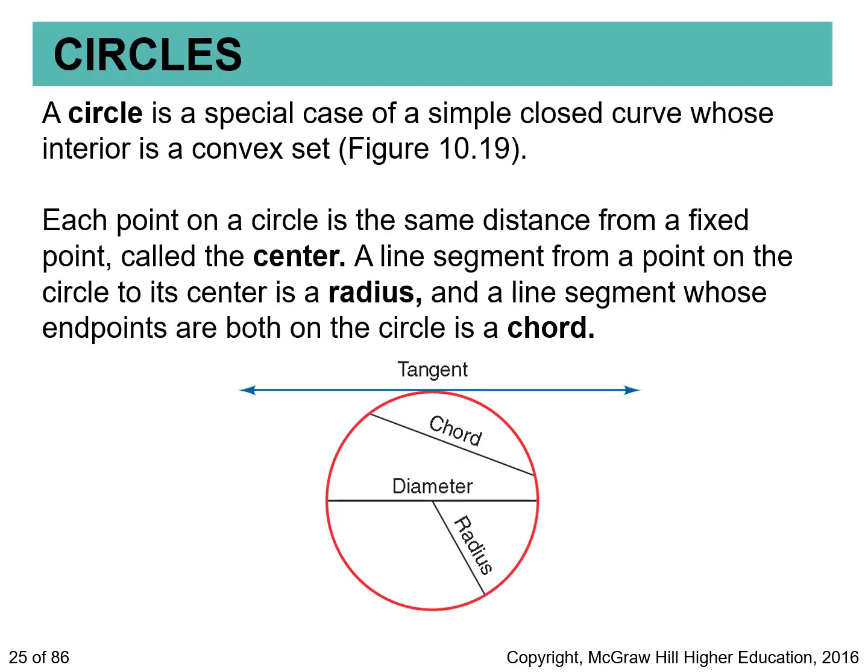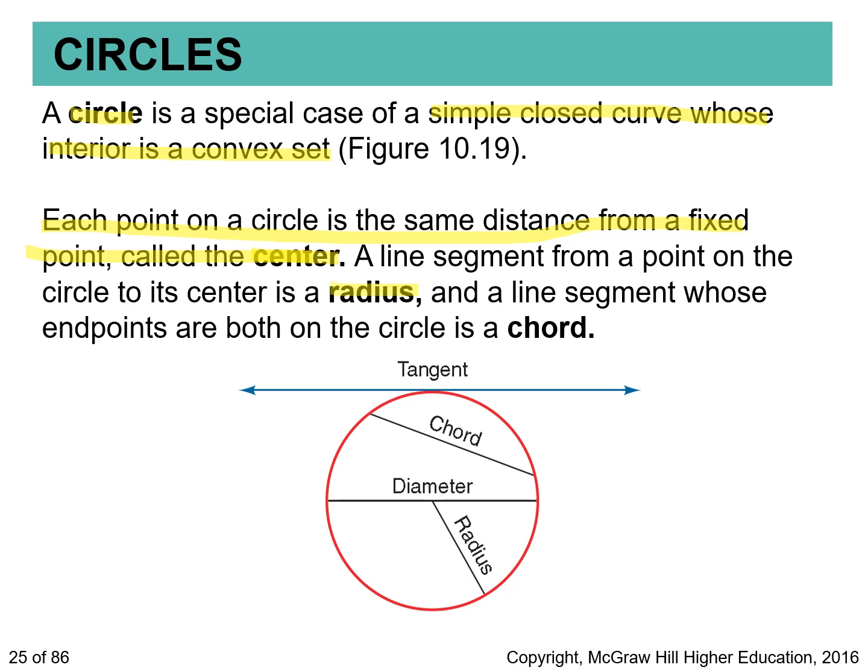Now your circle definitions. There's a circle on the notes that I gave you. You need to know all of these. The definition of a circle is that each point on a circle is the same distance from a fixed point called the center. A lot of times I'll ask students, what is a circle? Well, it's the round thing, the round shape. But a circle is actually a simple closed curve whose interior is a convex set. That sounds crazy, but that's what it is.